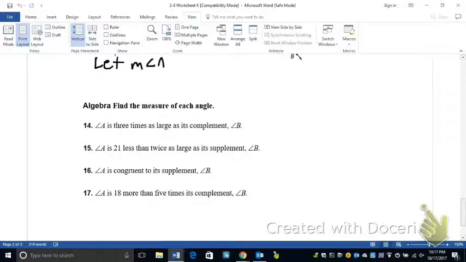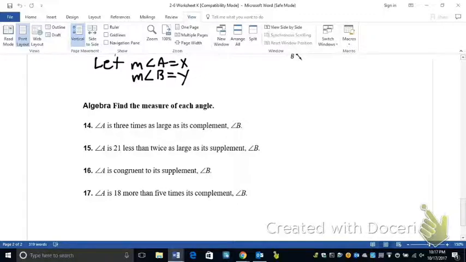So what I want to do is let the measure of angle A equal x, and the measure of angle B equal y. And hopefully by changing it from angle A and angle B, and instead talking about x's and y's, it's going to be a little bit more comfortable for you guys. Now here's the thing. The rules don't change. We could do this just as easily. We'd get the same answers.